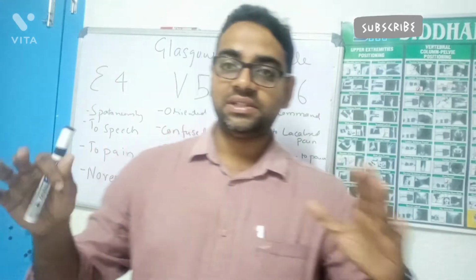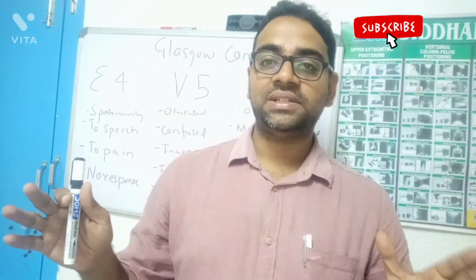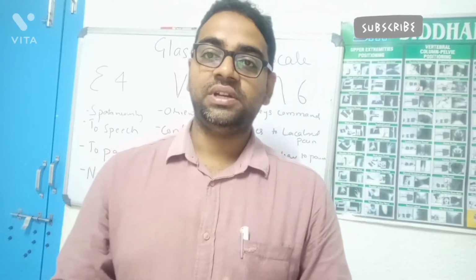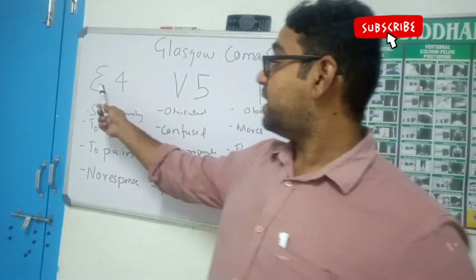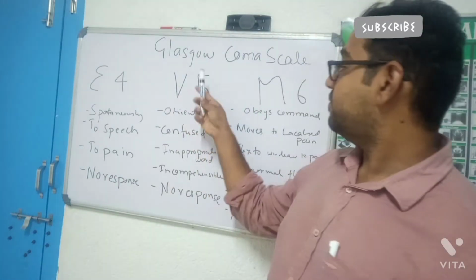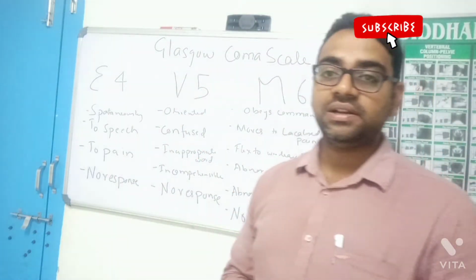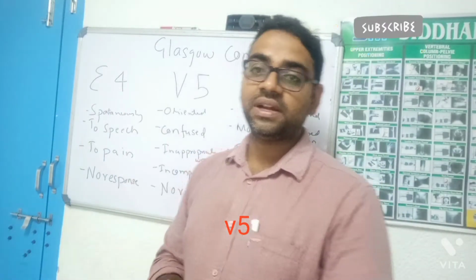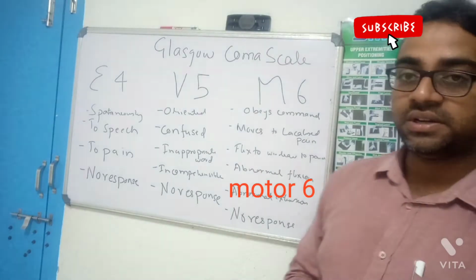So let's see what are the components of Glasgow Coma Scale. Whenever a patient comes, is lying on the bed and says he is not conscious, then we assess Glasgow Coma Scale. It includes, first one is E, eye. It has 4 components. Then V, that is verbal, has 5. Eye has 4, verbal has 5, and motor has 6 components.